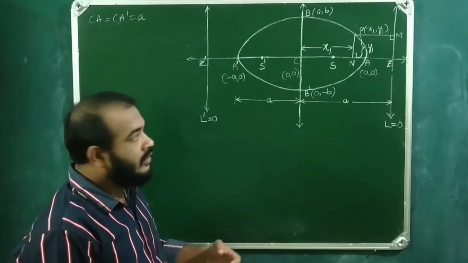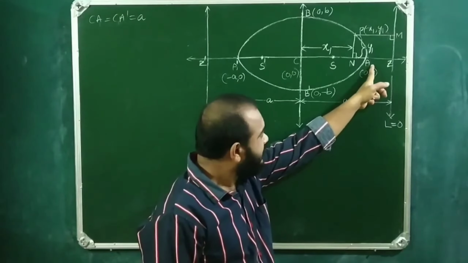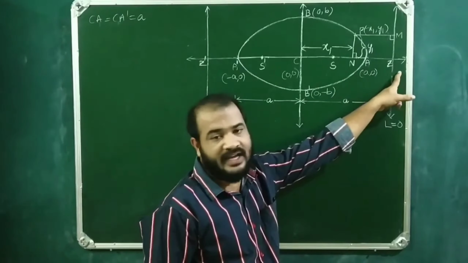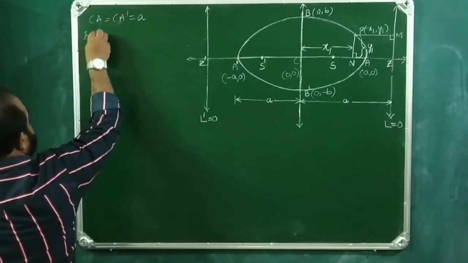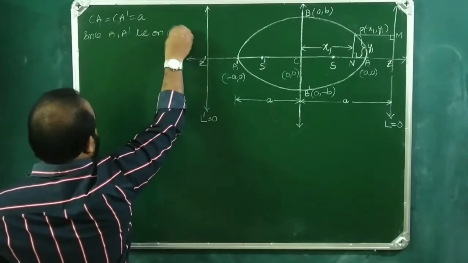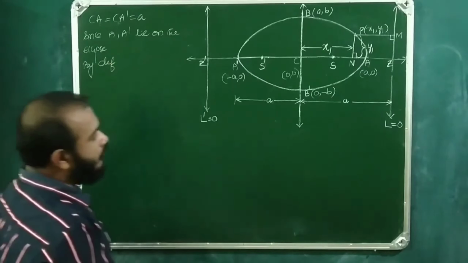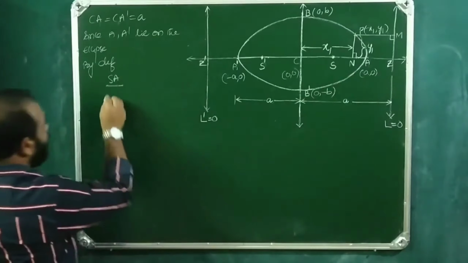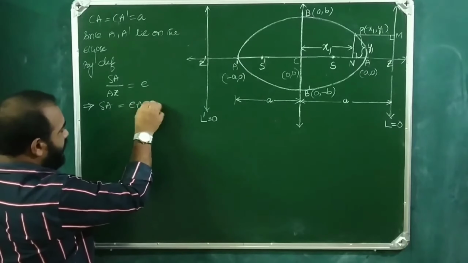What is the definition of a conic? For a point to lie on the conic, its distance from a fixed point S by its distance from a fixed line is equal to the eccentricity E. Since A lies on the ellipse, by definition SA by AZ is equal to E. From this, SA is equal to E times AZ. This is equation 1.